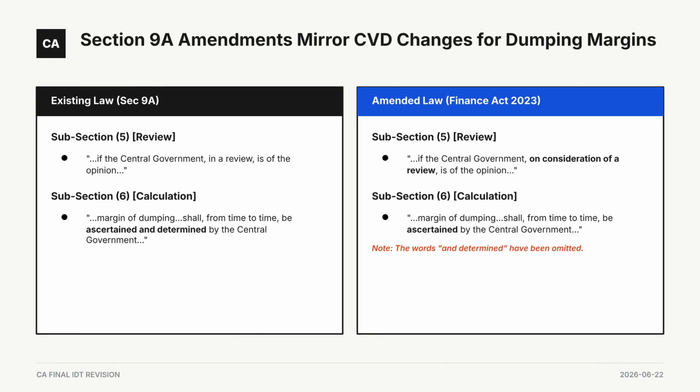The amendments to Section 9A closely mirror those made in Section 9. References to the government acting in a review have been replaced with "on consideration of a review." Similarly, while discussing the margin of dumping, the words "and determined" have been omitted. These changes do not significantly alter the substance of the law, but improve drafting precision and align the provisions with the legislative intent behind the Finance Act 2023 amendments.